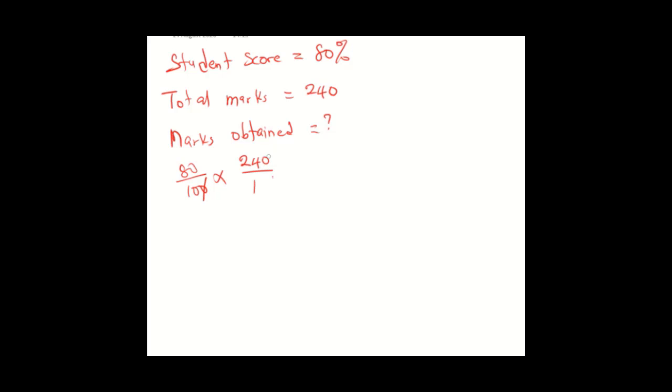Then this 0 can cancel this, and this also can cancel this. So you are left with 24 times 8. 8 times 4 is 32, you have 2 and carry over 3. 8 times 2 is 16, 16 plus 3 is 19. So he obtained 192 marks. So this is the marks obtained by the student.